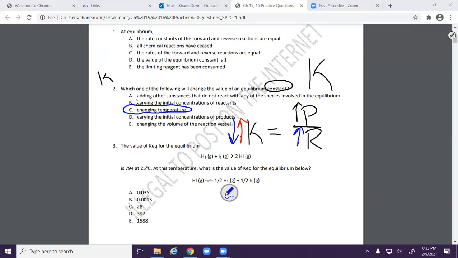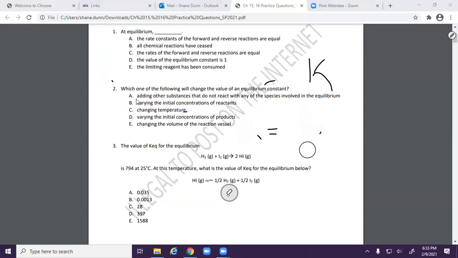Everything else will affect it, but it will never change K. Okay, so the answer for number 2 is C, because only temperature can affect a constant.